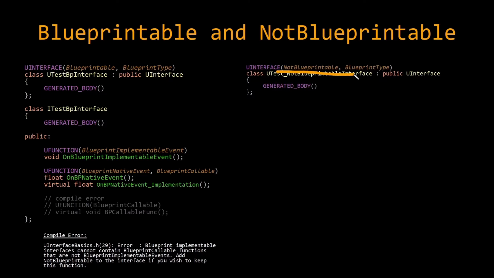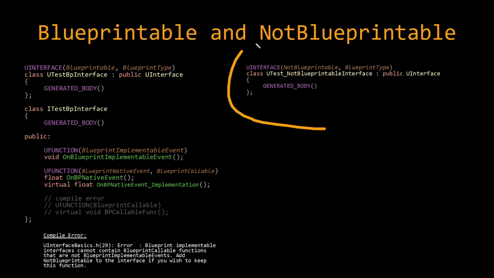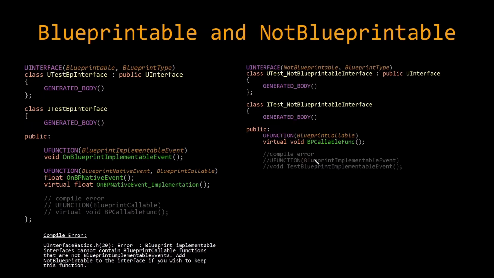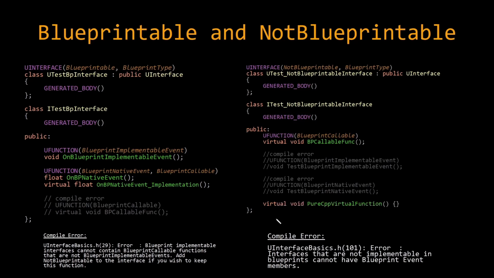But if we look at the NotBlueprintable one, again you make a UInterface, and this can only be inherited from in code. We make an IType, and this one can actually have BlueprintCallable functions. But what it cannot have is BlueprintImplementableEvents and BlueprintNativeEvents. If you try to do that, you'll get this compile error here. What it can do, though, is have a virtual function that is completely in code. This has to do with the complexity of effectively Blueprintable interfaces not having an IType if a Blueprint implements them, but we'll get into that in a moment.